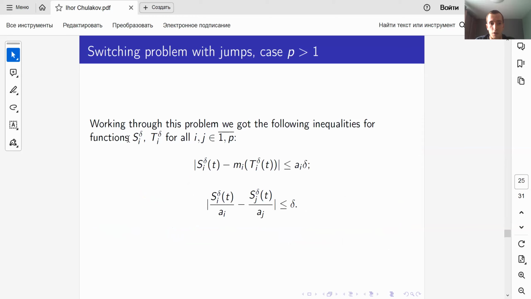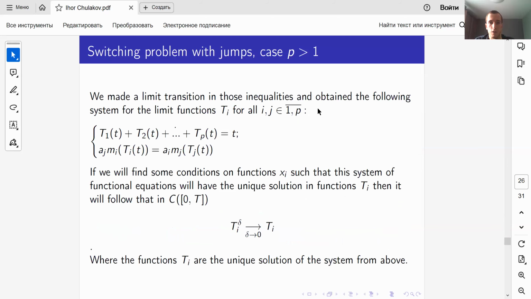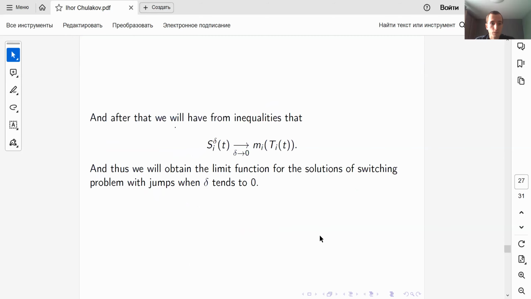Working through this problem, we got the following inequalities for the functions si delta, ti delta for all i. Here you can see them. The second of them is actually pretty obvious. We made a limit transition in those inequalities and obtained the following system for the limit functions ti for all i. If we find some conditions on the functions xi such that this system of functional equations has a unique solution in functions ti, then it will follow that in the space of continuous functions ti delta tends to ti, where the functions ti are the unique solution of the system above. After that, from the inequalities mentioned earlier, we will have that si delta tends to mi of ti, and thus we will obtain the limit function for the solution of the switching problem with jumps when delta tends to 0.